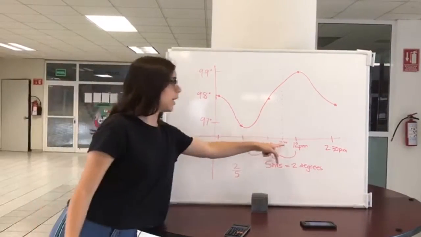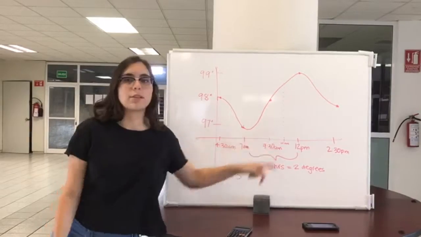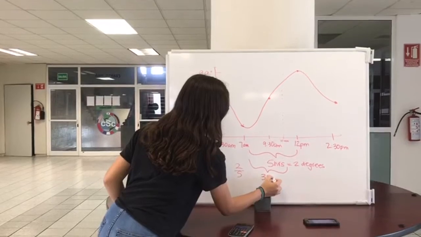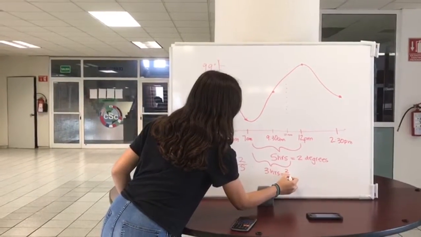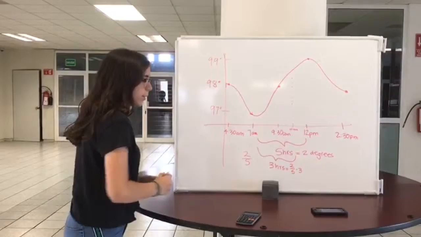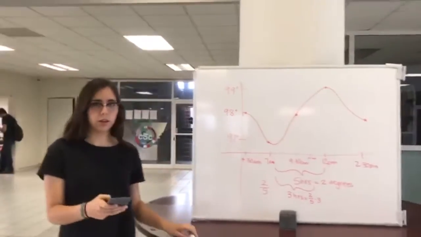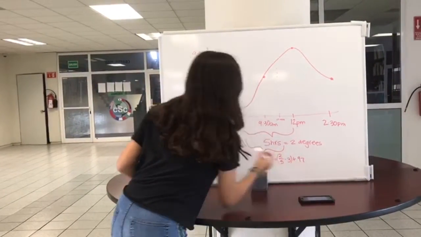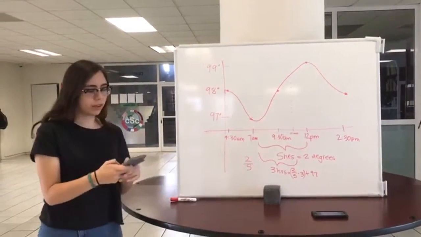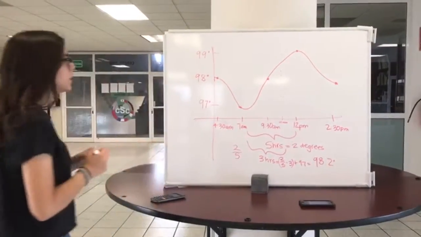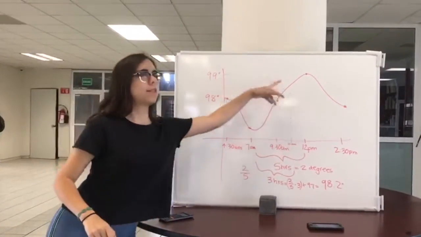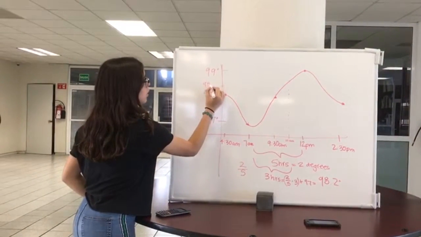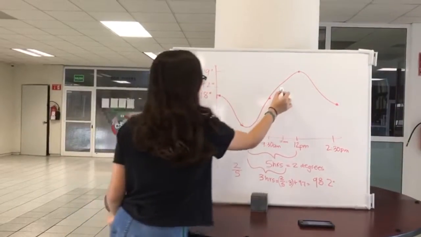If we want to know 10 a.m., we know that 7 and 10 has a difference of 3 hours. So here, 3 hours equals 2 over 5 times 3. So if we put this in our calculator, 2 over 5 times 3 plus 97. Okay. So if we put this on our calculator, we get 98.2 degrees. We can see that here, this makes sense on our sine function because it would be like around here.